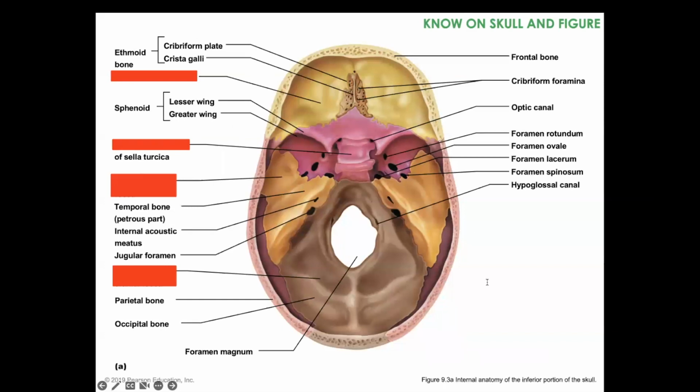And then you can finally also see the ethmoid bone, which is the anterior portion of the skull. It has the cribriform plate and the crista galli, which is a spinous process. Don't worry about that too much. And then the cribriform foramina are just tiny holes within the cribriform plate. The hypoglossal canal can be found on the inside of the foramen magnum, which is where the hypoglossal nerve runs through.